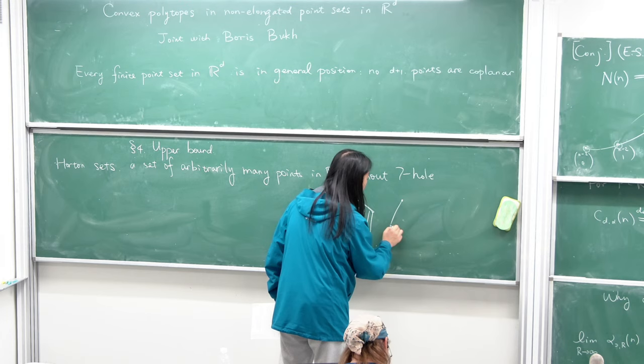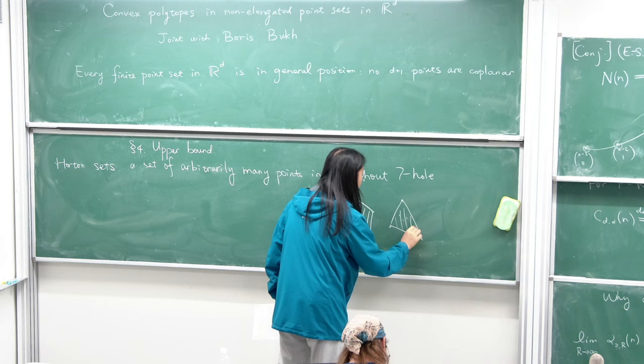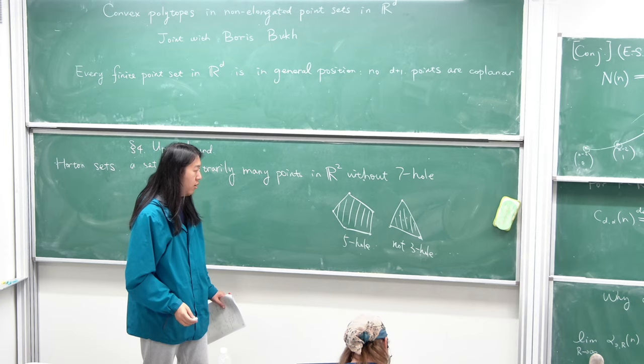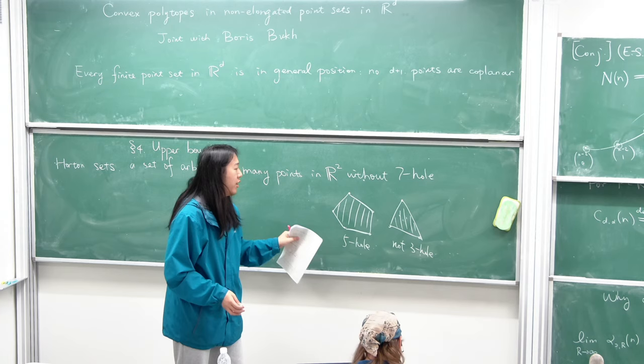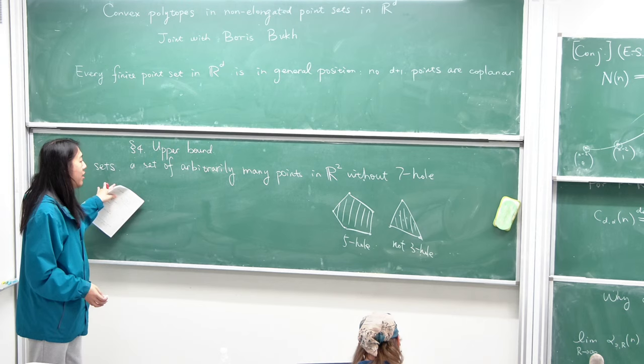But if we have some point here, then this is not a three hole. And just as before, people may wonder, is it possible to prove that if you have many, many points, then you can find an arbitrarily large hole? But unfortunately, the answer here is no. And the reason is that Horton constructed some sets such that he can have arbitrarily many points, but there is no seven hole.